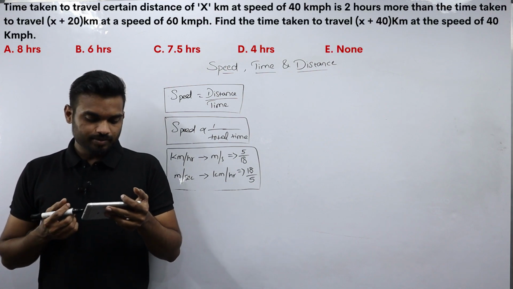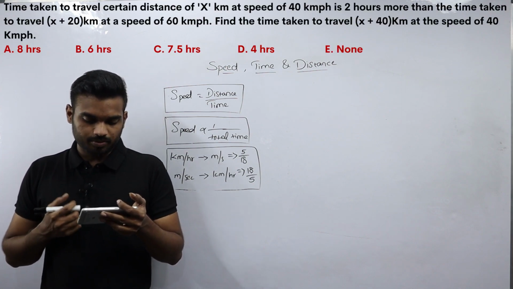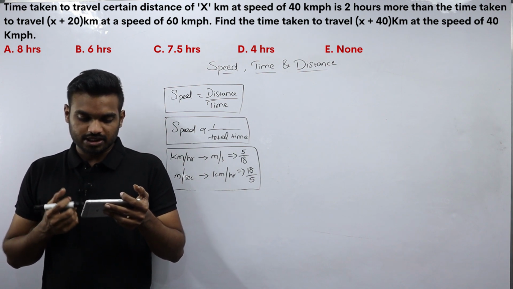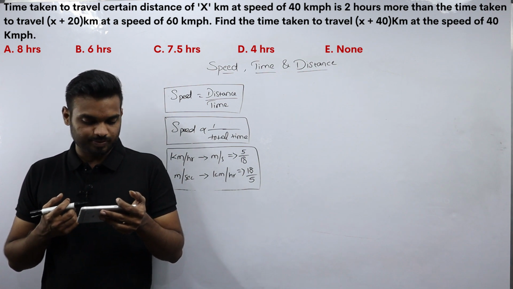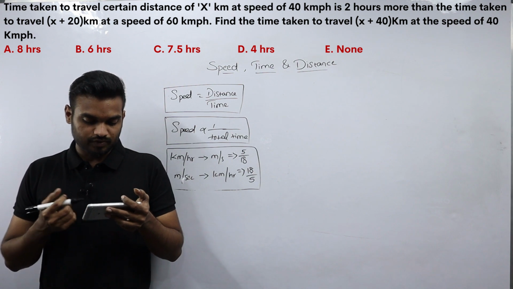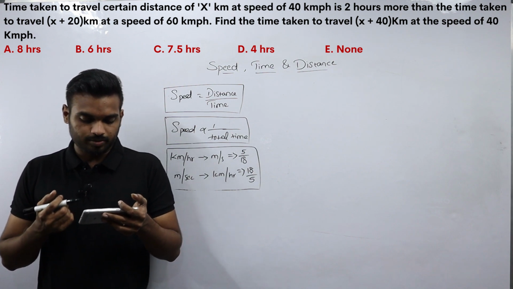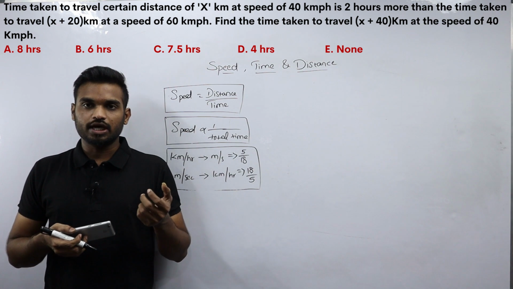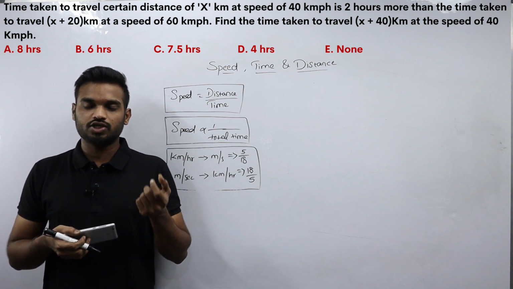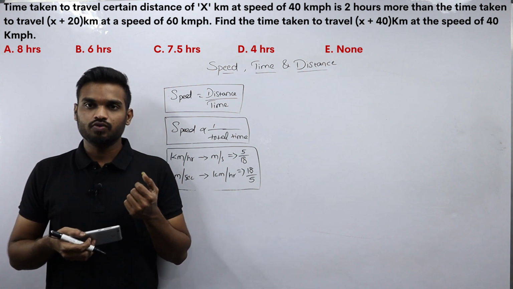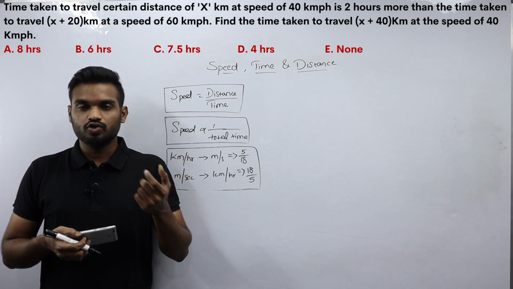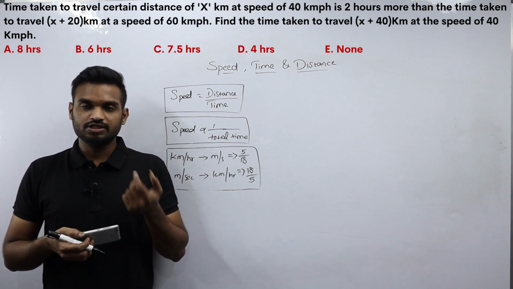They are saying that the time taken to travel a certain distance of x kilometers at a speed of 40 km per hour is 2 hours more than the time taken to travel x plus 20 km at a speed of 60 km per hour. Find the total time taken to travel x plus 40 km at a speed of 40 km per hour. Here we have two unknowns: we don't know the exact distance, and we also don't know the total time taken. There are two cases: one is to cover x kilometers and the other is to cover x plus 20 km. See how to solve this.